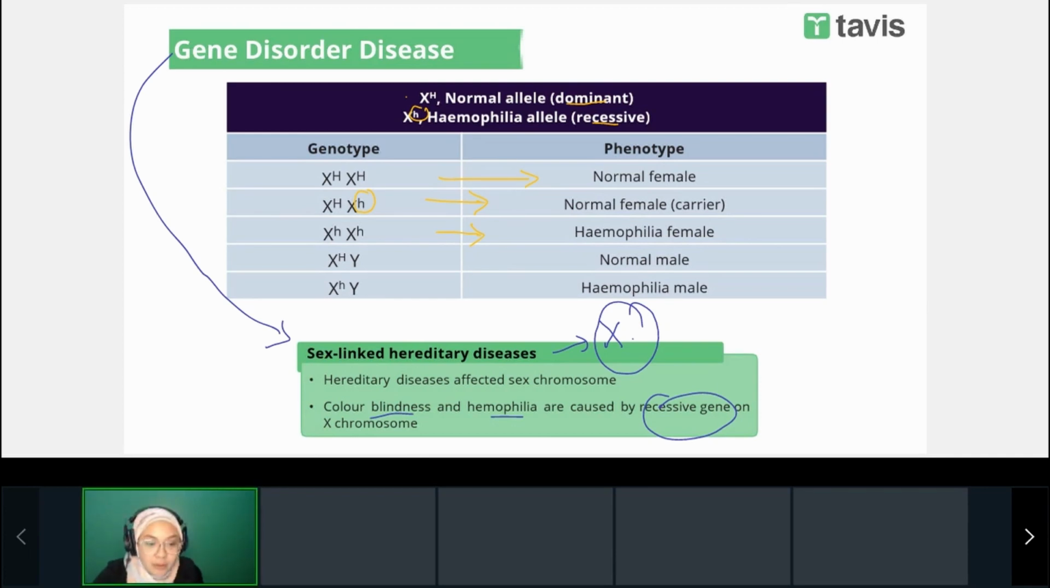Okay, now we go to the male. The male only has one X chromosome. If the X carries the dominant allele, then the male is identified as a normal male. He doesn't have hemophilia. But if the only X carries a recessive allele, small letter h, that means the male has hemophilia.